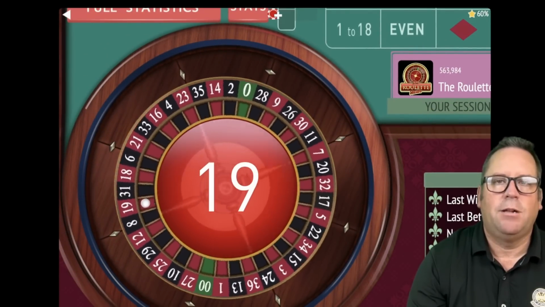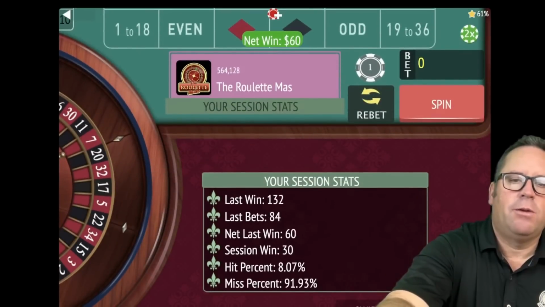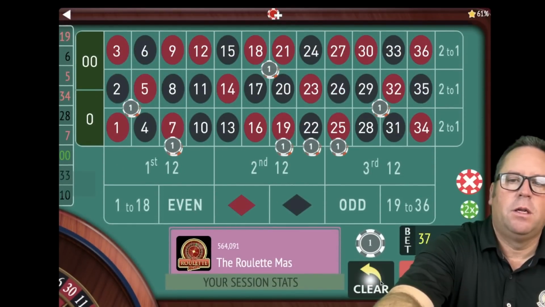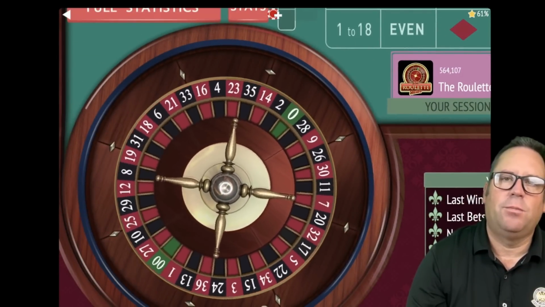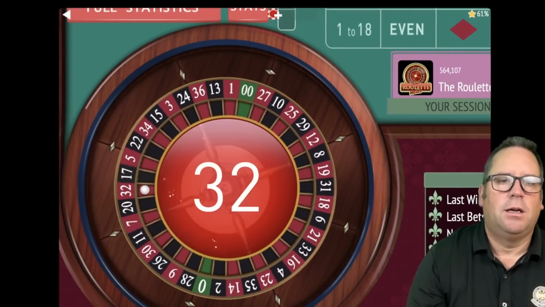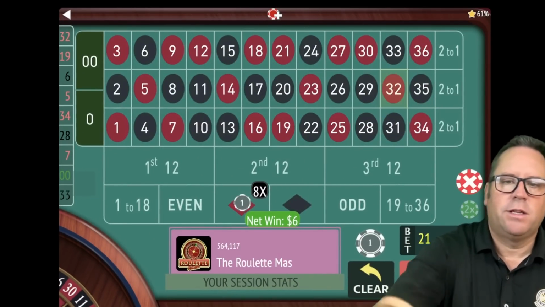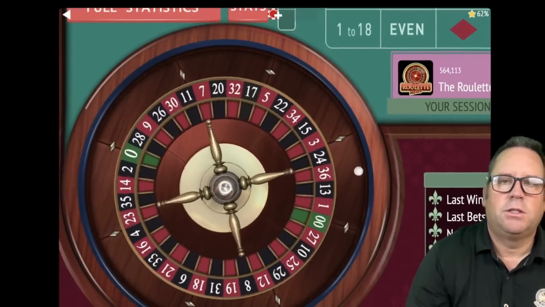That's a 19 red. And there's a street. So now we're up $30. We reset back to 21. And hopefully you guys will get to see what Aaron's talking about, where you just get to a higher level and then get a bunch of corner wins. That's a 32 red. Okay, so that's a corner win. We're up $36 right now. No more bets. Let's go ahead and spin.